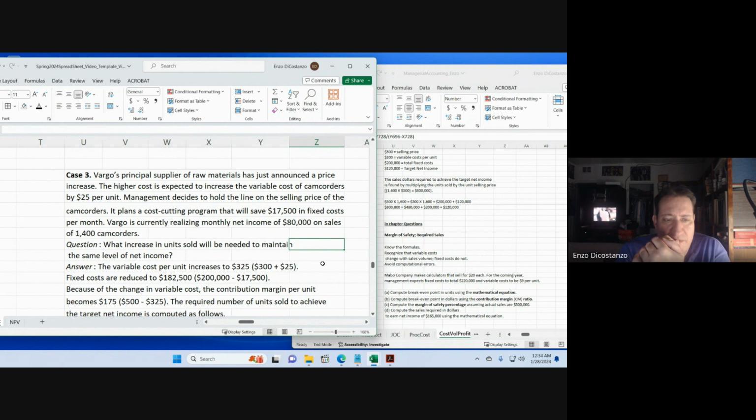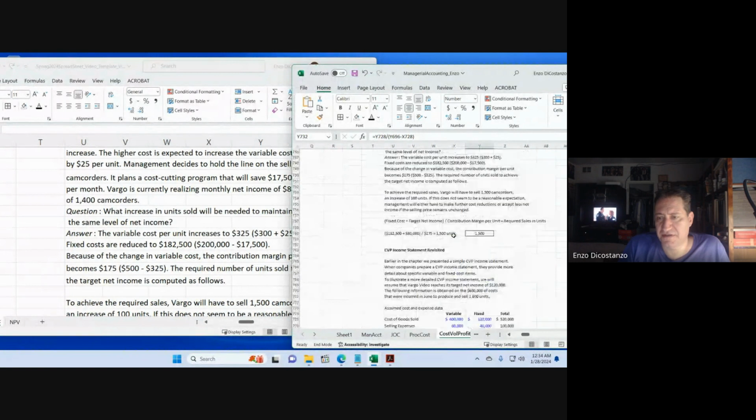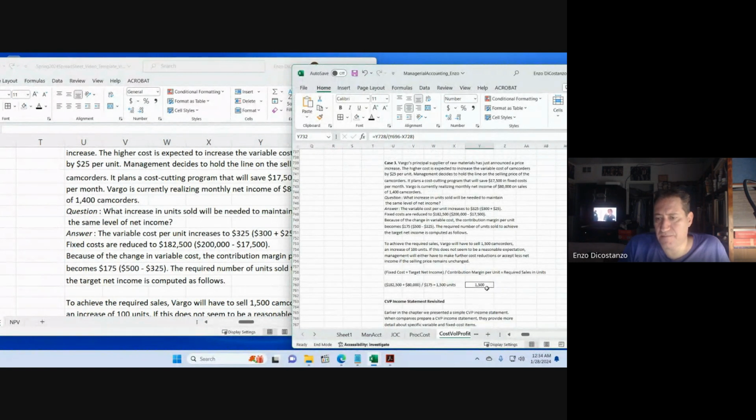So, yeah, variable cost is 325 now. Fixed costs are reduced by 17,500 to 182,500. The margin changed. It's no longer 200, it's 175. And I just threw all the math in there is what I did.